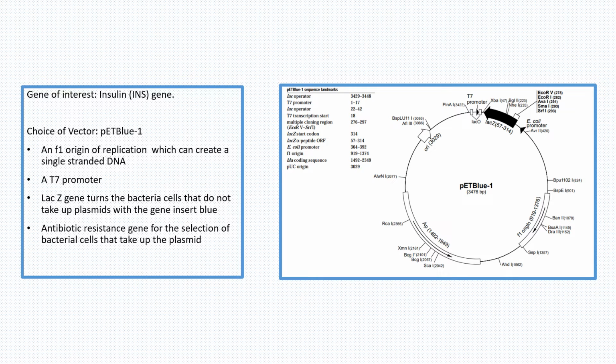My gene of interest is the insulin gene, and my choice of vector is the pET-Blue-1 vector. I chose the vector because it has a strong promoter. It has an f1 origin of replication, which can create a single stranded DNA. The vector also has a lacZ gene, and it also has an antibiotic resistance gene.